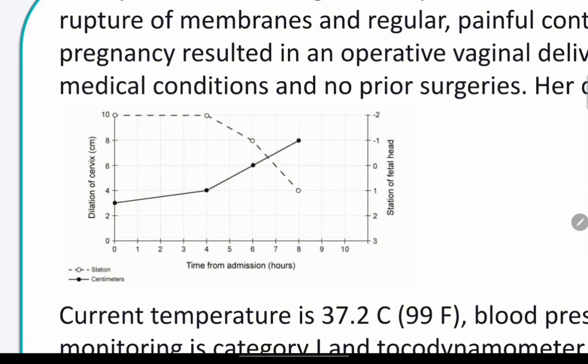At 6 hours, she is 6 cm dilated. Look, at 6 hours, she is 6 cm dilated. Now, at 8 hours, she has progressed to 8 cm dilated.